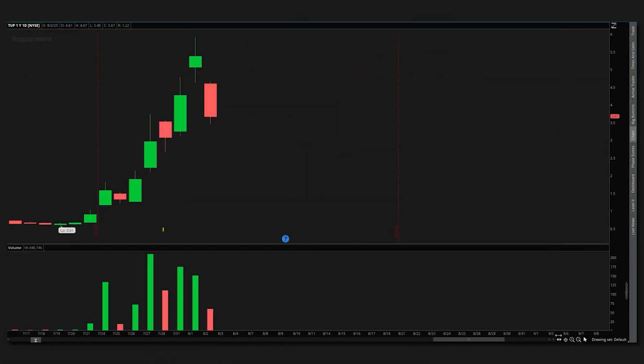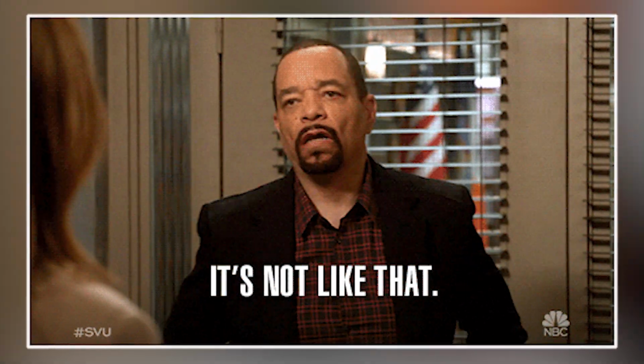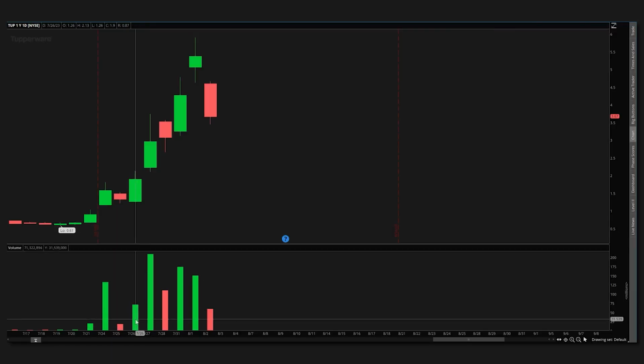The next thing I'm looking for is massive volume on the day that it's breaking out. July 26th was the breakout day. It's not like it's breaking out on 50,000 shares. It's breaking out on 71 million shares. Or if we fast forward to the secondary breakout at 374, it's breaking out on 173 million shares. So this is sustained volume.